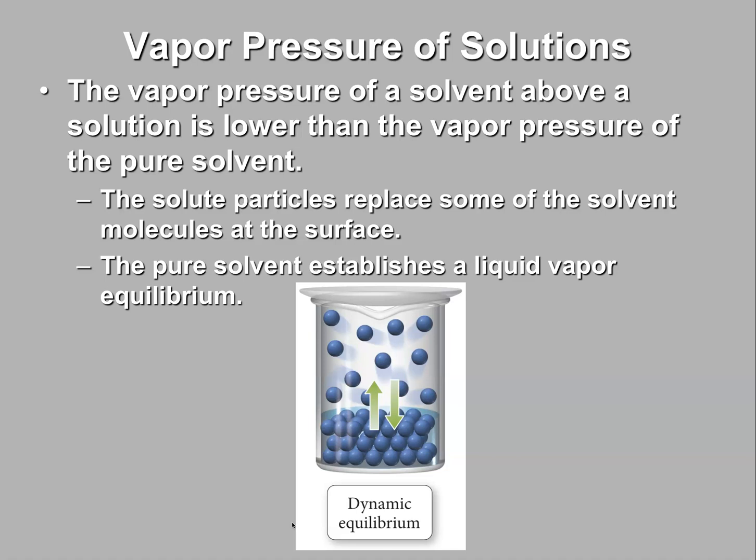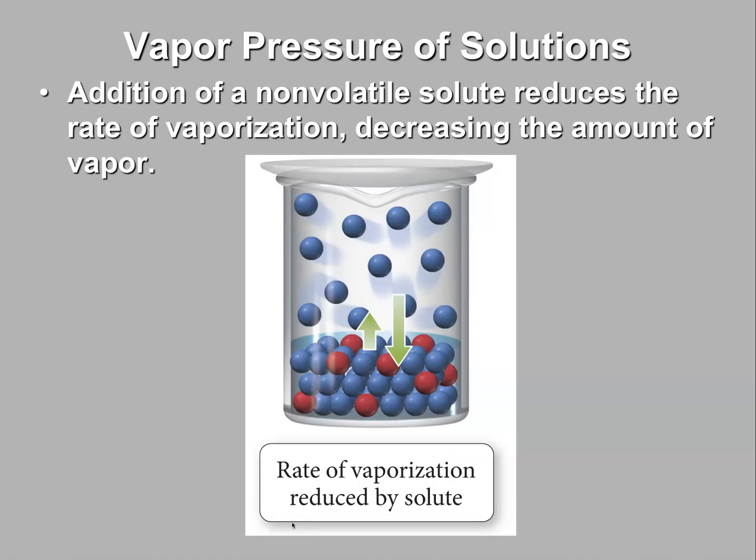When you go from a pure solvent and then as you start adding solute particles, things start changing. So the addition of a non-volatile solute, again, reminder, non-volatile is a solid solute that is dissolving, reduces the rate of vaporization, decreasing the amount of vapor. So that equilibrium is going to shift due to one of the rates being reduced. Now, as you can see with the red and the blue atoms, there are some interactions taking place there. There are IMFs that are playing a role.